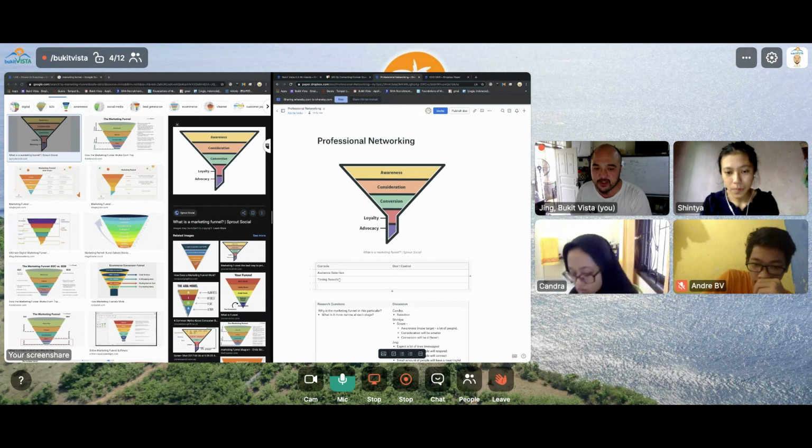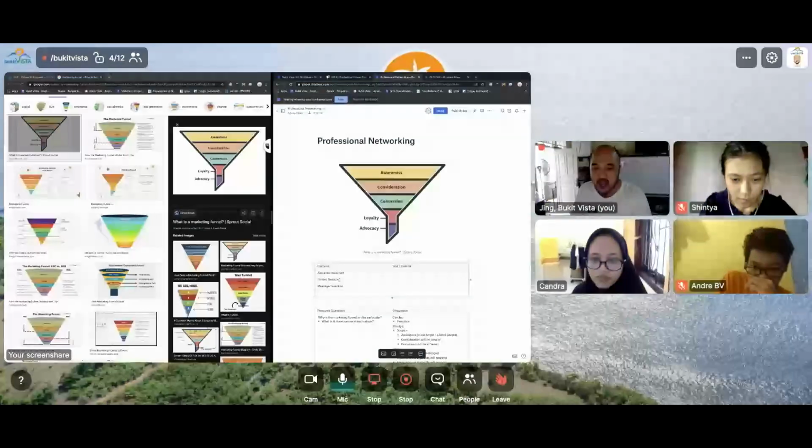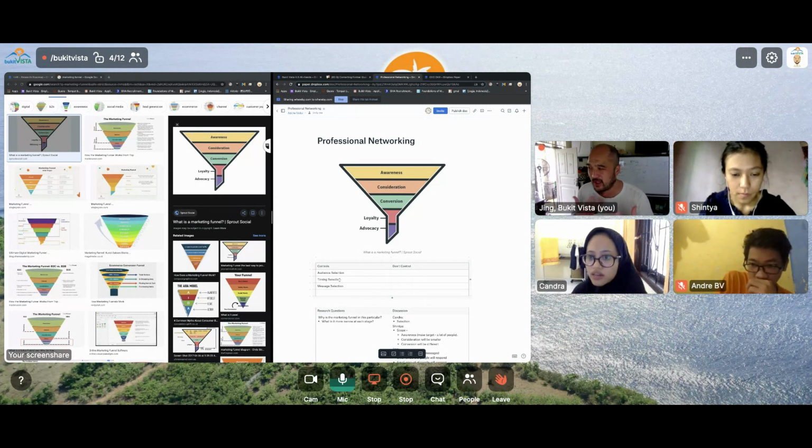Let's go to Chandra. What else do you control, Chandra? Message. You control your message, right? That part is really important. You control your message selection. And what else do you control, Chandra? One more thing: channel of communication. All right, fantastic.